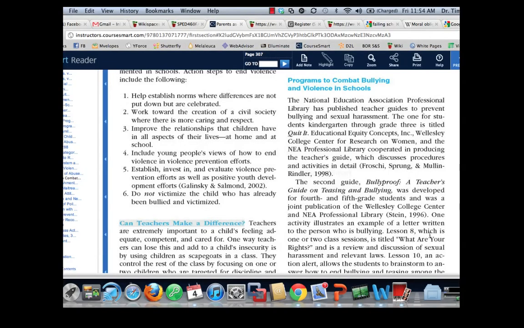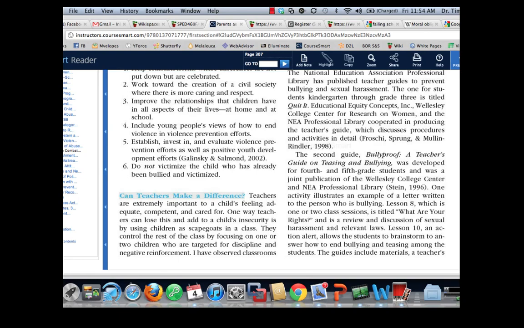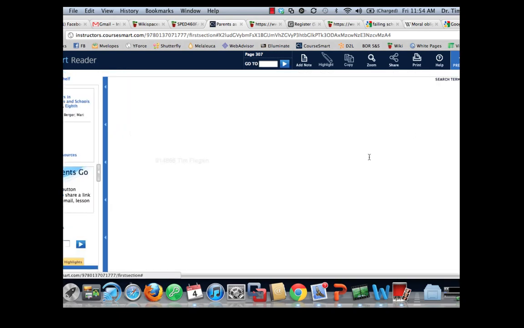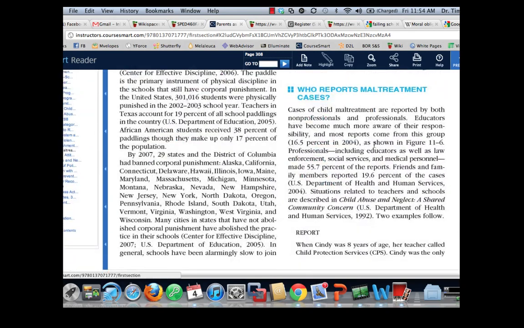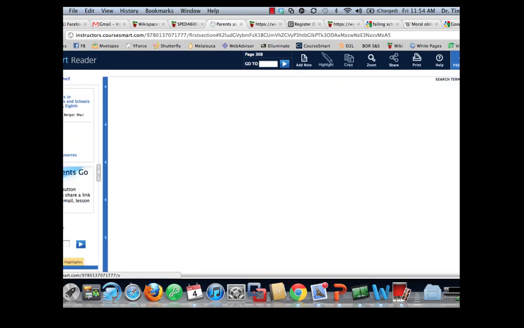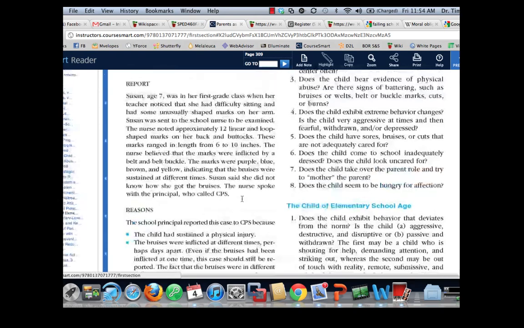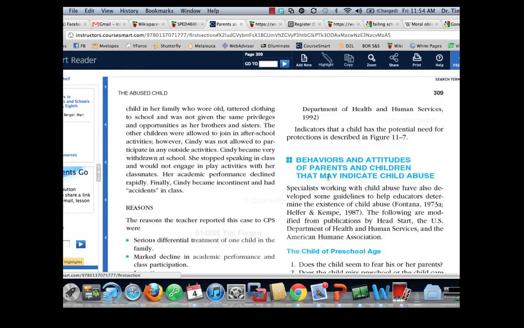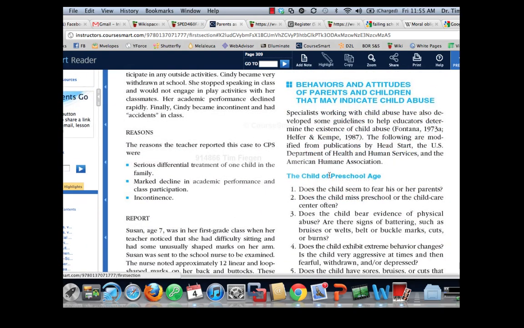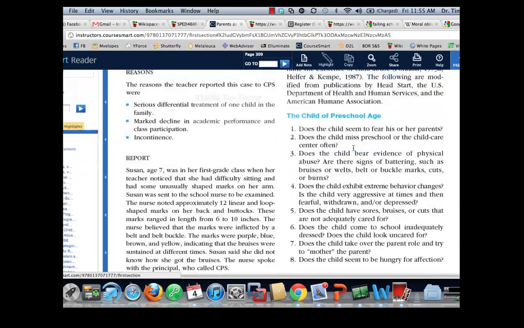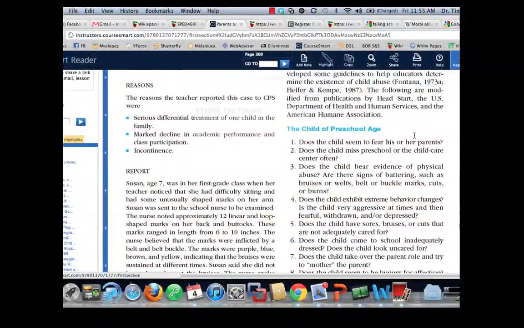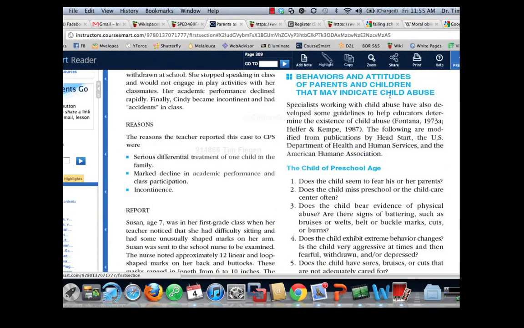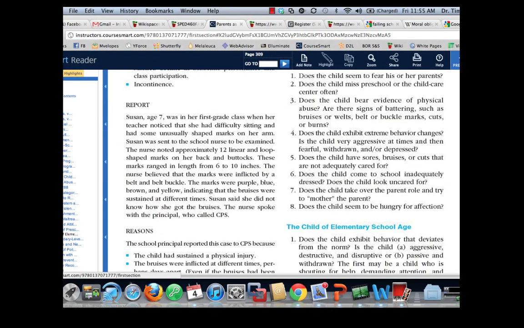Let me see if I have that. I want you to get that, what those risk factors are. This is on the corporal punishment school who reports maltreatment. Here are the behaviors and signs that they talk about. And you've seen some of this, what those signs of child abuse are, burns and stuff like that.